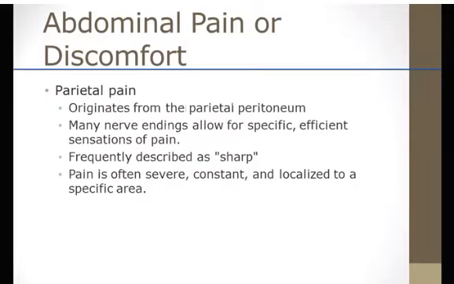It'll stay the same. So our parietal pain is another type of pain, and that comes from the parietal peritoneum, so from that lining. And there are a lot of nerve endings in that lining. So when we have a patient that tells us it hurts right here, and they can take their finger and show you where it hurts, really good chance that that pain is coming from that lining of the abdominal cavity. Most of the time they're going to tell you it's a sharp pain. Sharp, or sometimes they'll say stabbing. It's often severe. It's constant, and it's localized to one specific area.